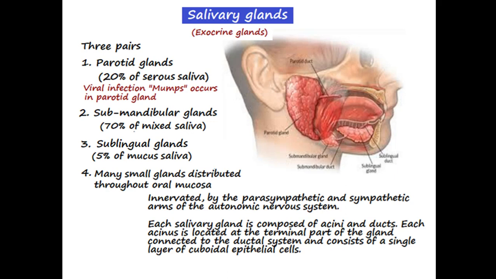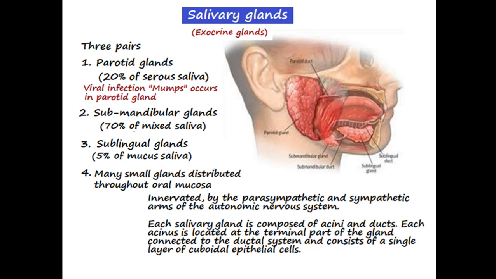The salivary glands are exocrine glands. By exocrine we mean that the secretions of the salivary glands are carried in the ducts, like the pancreatic secretions which are carried into the duodenum in the ducts. In comparison, the endocrine glands secrete their contents directly into the blood circulation. For example, they secrete hormones which are carried directly in the blood circulation to the target organs.